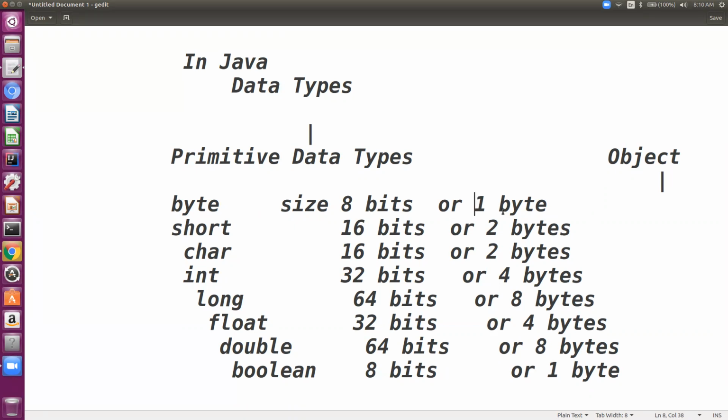Sir, I have a question. Yeah, please go ahead. Where are these primitive data types used? Yeah, we'll come to that.